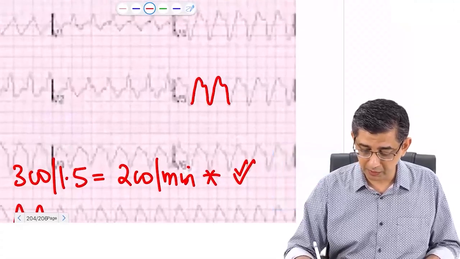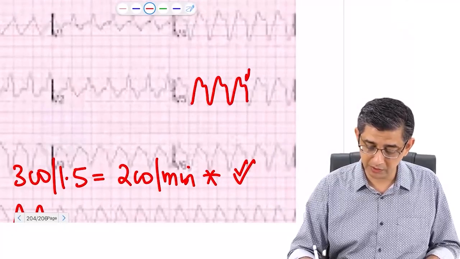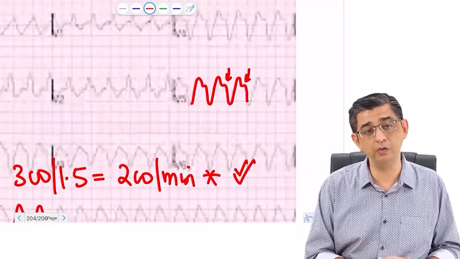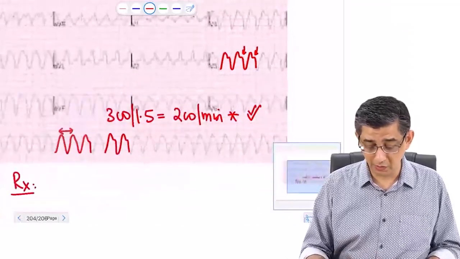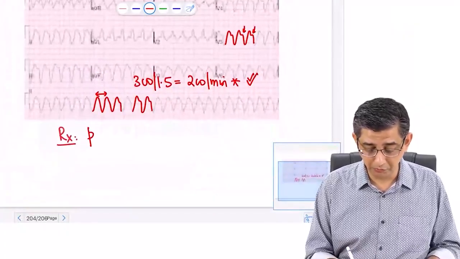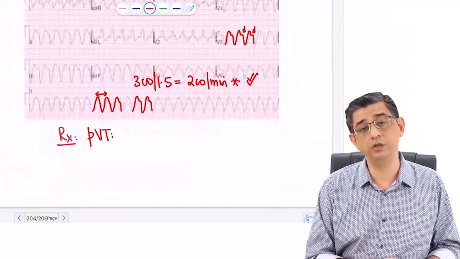That's gonna be again a Josephson sign present in this case. This is the shelf that I'm talking about in the downswing of the S wave. Now, once you're able to pick up the rhythm, what will you do for PVT? Then the answer is DC shock.